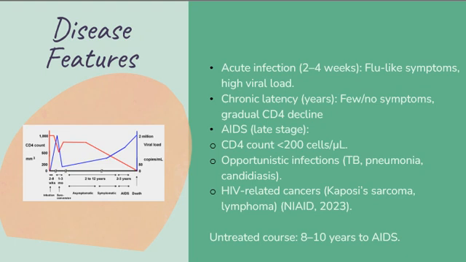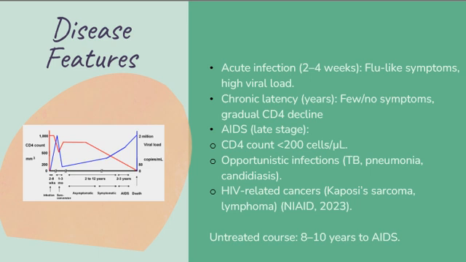Disease features. HIV disease progresses through three main stages. The first is acute infection, about 2 to 4 weeks after exposure. Symptoms often occur, which may include flu, fever, sore throat, or rash. But during this time, the viral load is extremely high. The second stage is chronic latency, which can last several years. People may feel healthy, but HIV silently reduces CD4 T cell counts.